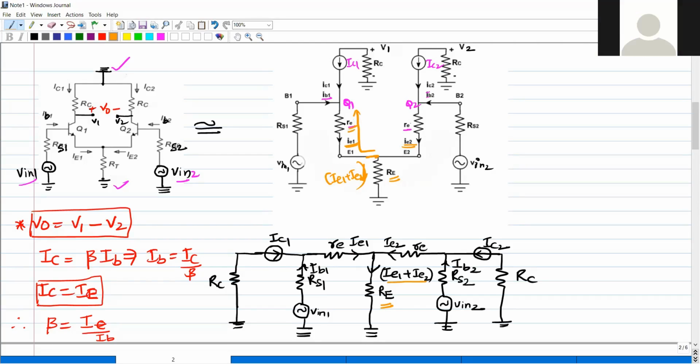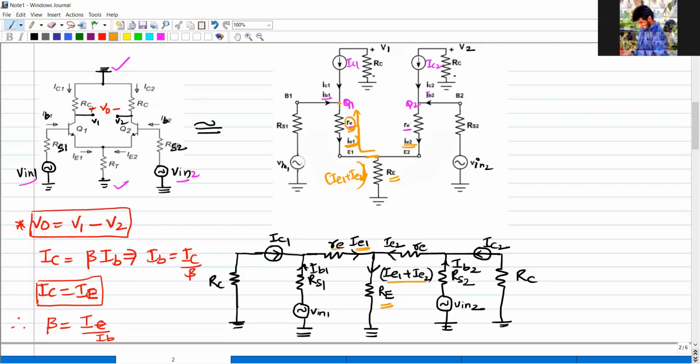RE. What is this resistance? RE. What is the current flowing through this resistance RE? IE1. Here, this is my resistance RE, and the current flowing through that resistance is IE1. Right? Then, up to this point is completed.